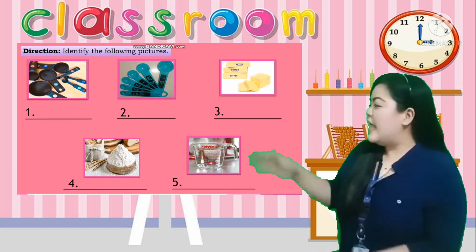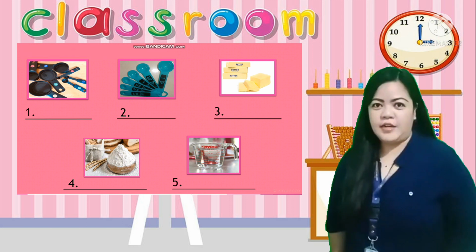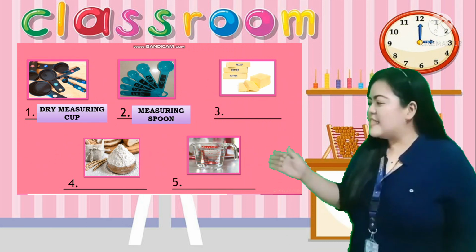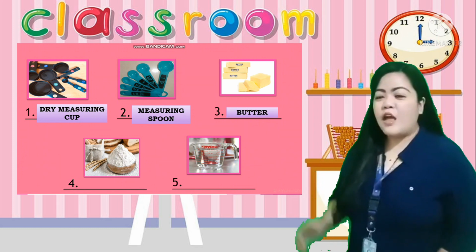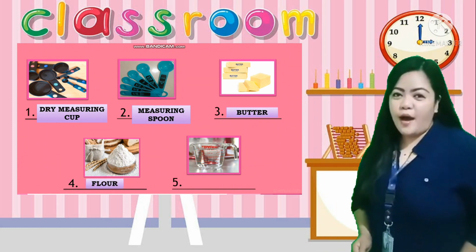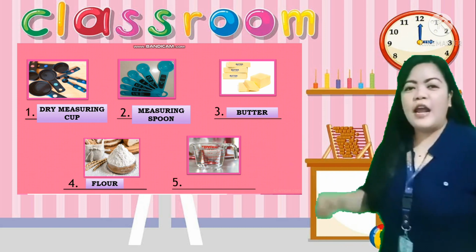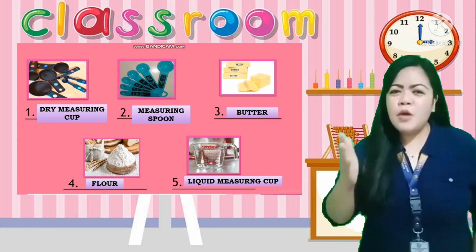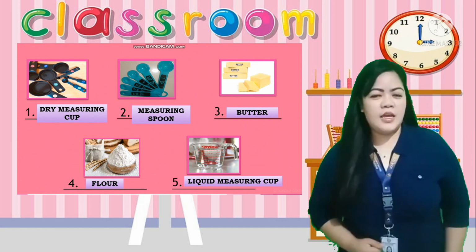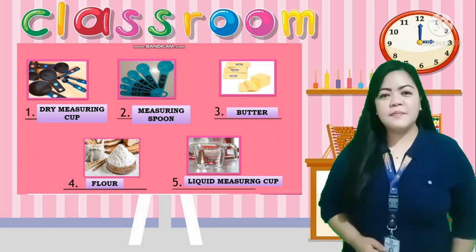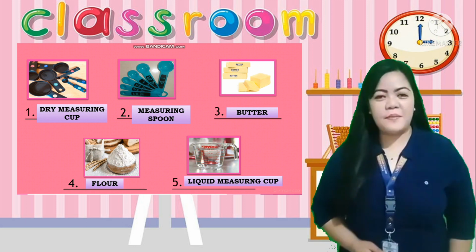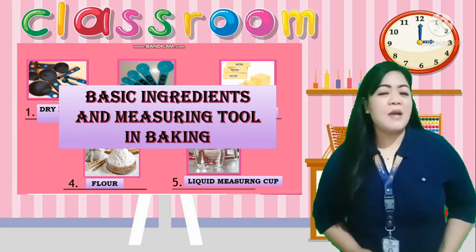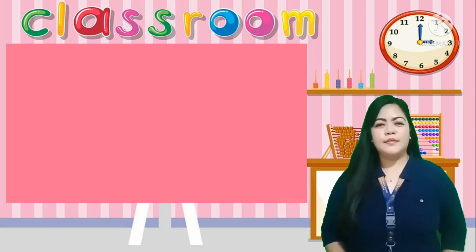Okay, now let us identify this picture. The first one is dry measuring cup. Next is measuring spoon. The third one is butter, then flour, and the last one is liquid measuring cup. What do you think are these pictures? Anyone from the class? Yes, Miss Annabeth. Very good. These are the basic ingredients and measuring tools in baking.